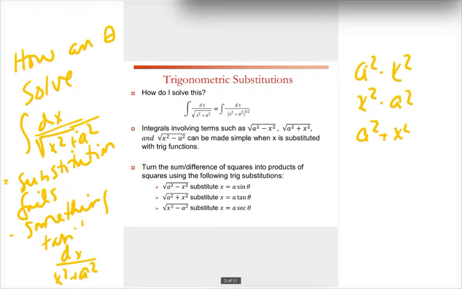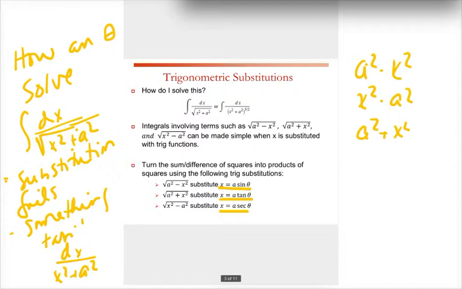So whenever you see the root of a squared minus x squared, we're going to substitute with x equals a sine of theta. Square root of a squared plus x squared, we're going to substitute with a tangent of theta. And x squared minus a squared, we're going to substitute with a secant of theta.